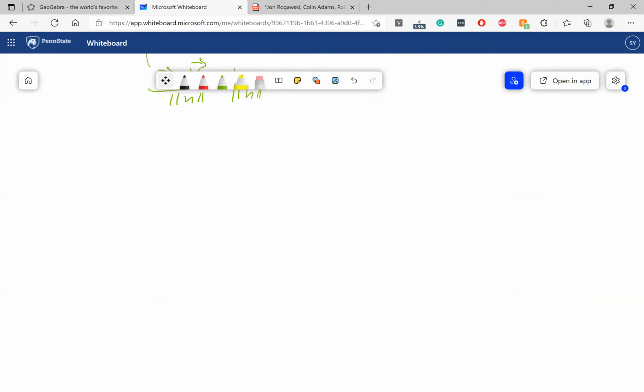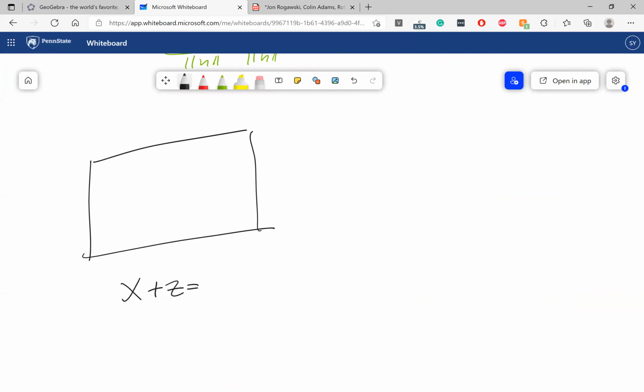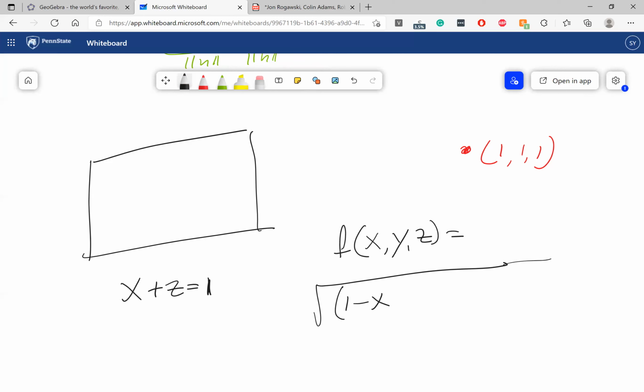Another way of doing this would be, and we can check if we get the same result. So again, here's your plane, x plus z is equal to 1. And here's some point that's away from the plane, and it's the point 1, 1, 1. So what we can say is, well, let's look at the distance formula from this point to all other points. What would that be? So that would be some function f of x, y, and z, which is the square root of (1 minus x) squared plus (1 minus y) squared plus (1 minus z) squared.